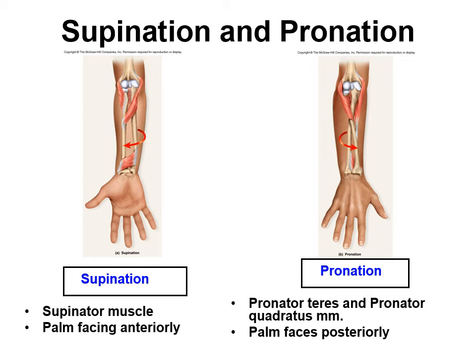If you see that the muscle has the term pronator inside of it, it's going to cause pronation. Pronation means that it's going to allow the palms to face posterior, so towards the back of the body. So a supinator muscle causes your palms to face forward or anterior. A pronator muscle will cause your palms to face posterior or towards the back of the body.